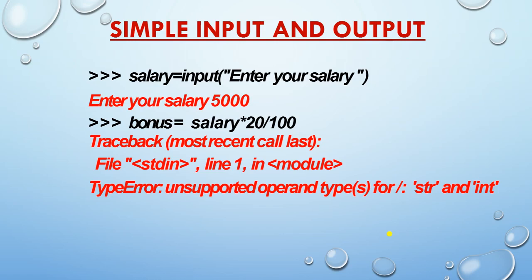Unsupported operand type for str and int. So string and integer. Okay, so you are multiplying 5000 by 20. This 5000 is a string type variable and you cannot do this. That's why it shows you an error.